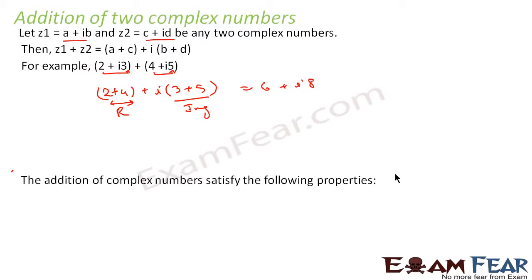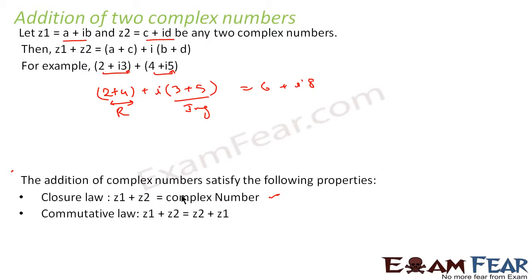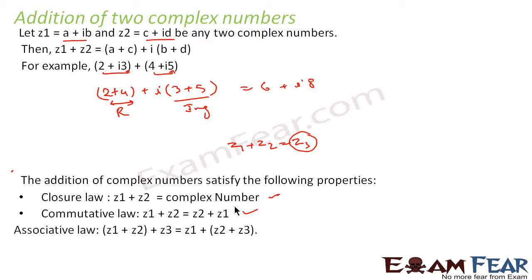Now the addition of complex numbers should satisfy the following properties. In the closure law, z1 plus z2 is also a complex number. If z1 is a complex number and z2 is a complex number, then you get z3, which is also a complex number. This is the closure property: you add two complex numbers and what you get is a complex number. Commutative law: z1 plus z2 or z2 plus z1, both give the same result. Then we have the associative law. When we add z1 and z2 first and then add z3, or we add z2 and z3 first and then add z1, you get the same result. This is called the associative law.